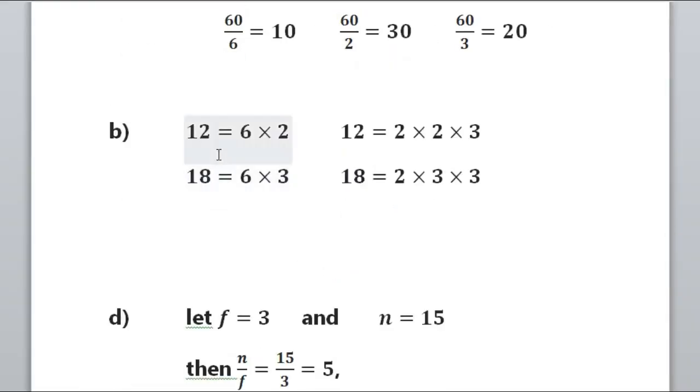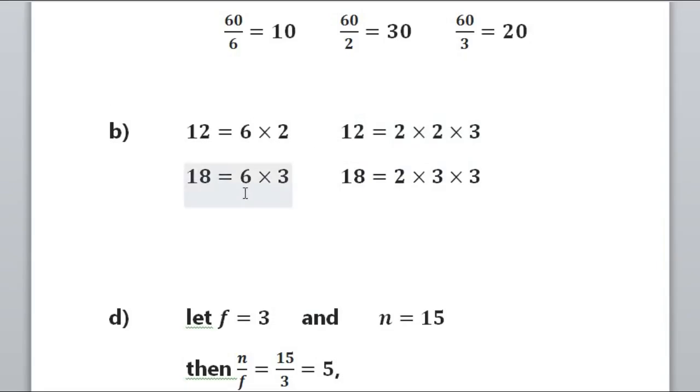Take a look at this example. The product of 6 and 2 is 12. We say that 6 and 2 are the factors of 12. But we can also write the factors of 12 as 2 times 2 times 3. This means that if 6 is a factor of 12, then 2 and 3 are also factors of 12. In other words, any number divisible by 6 will also be divisible by 2 and 3.